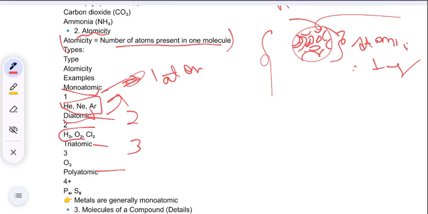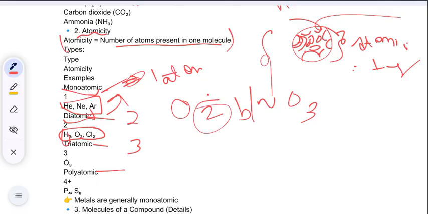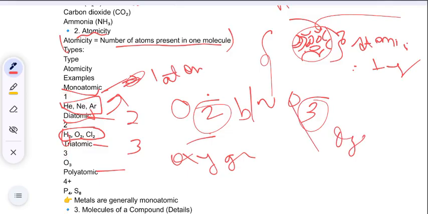Diatomic, two atoms: hydrogen, oxygen, and chlorine. Now here you might get confused between O2 and O3. Simple: here it is written 2, here it is written 3. If the number of atoms is 2, then it will be oxygen. If the number of atoms is 3, then it will be ozone, because ozone is a triatomic element and oxygen is diatomic. Okay, understood? One difference I've told you: triatomic, ozone.